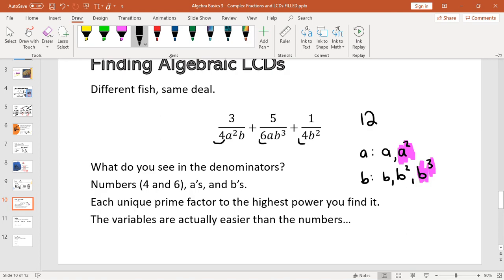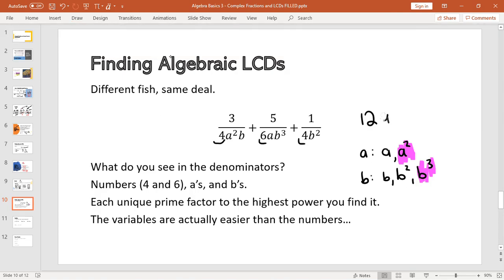And that makes our LCD 12a squared b cubed. And you're just going to check, can 4a squared b fit into that? Yep. Same amount of a's. 4 times 3 equals 12. And b will definitely fit into b cubed. Check with each one, and it should be fine.